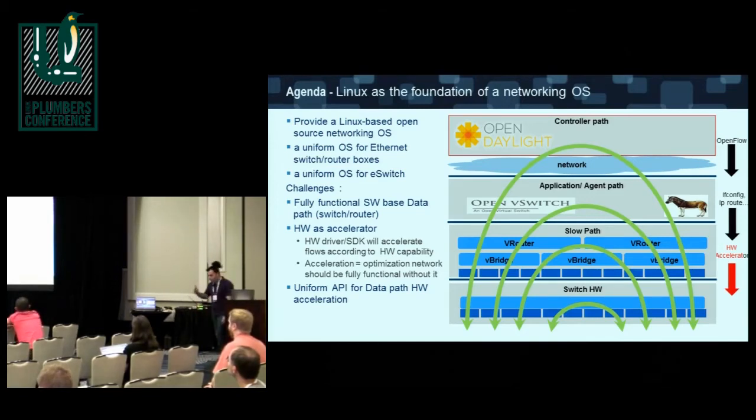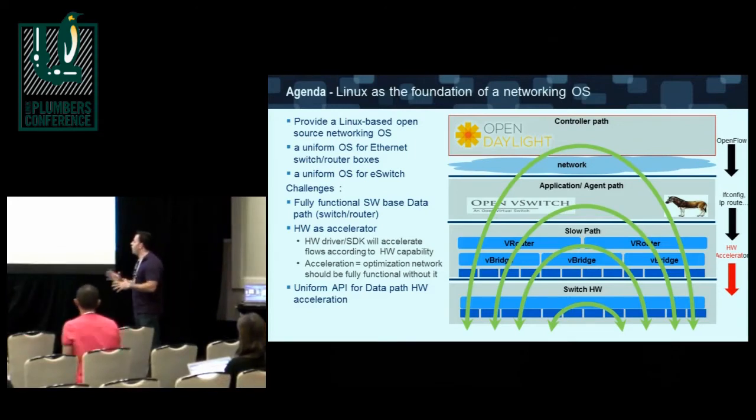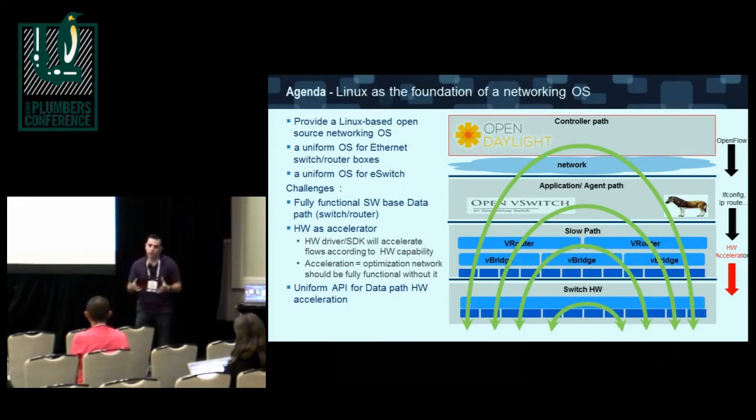So one more thing, as we see it, we want a software switch or router to look like a full switch or router. We want to have the full capability in software, to do everything, and the hardware will act only as acceleration. So if you have hardware, you can accelerate what you can. If you have very smart hardware, you will accelerate all the flows. And if you have limited capability in the hardware, you can accelerate only a few of them.